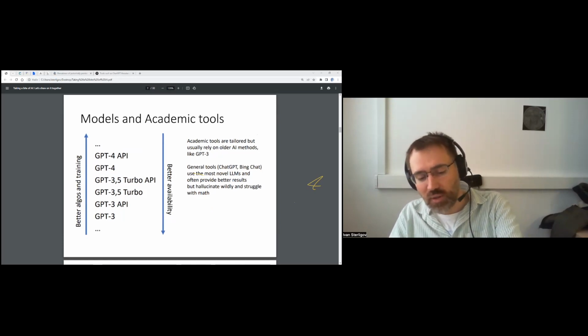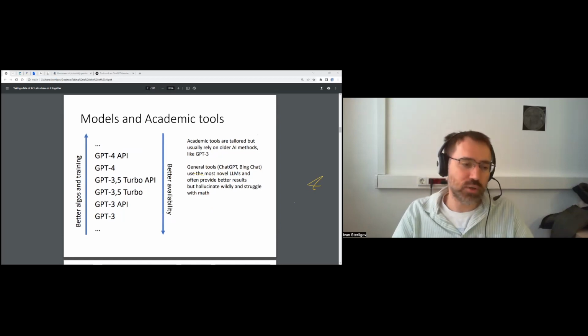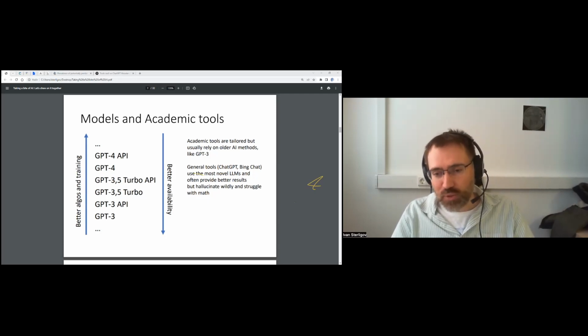Usually, they are based on some older large language model like GPT-3. So I don't advise any of them. This is important because it's a really popular topic, and many people want to make money here.